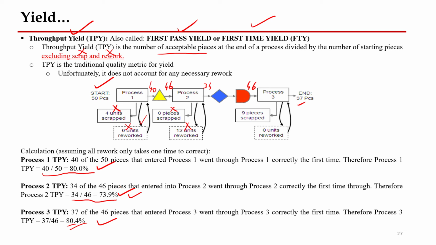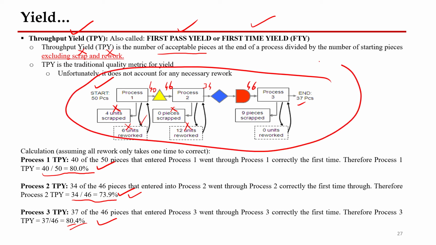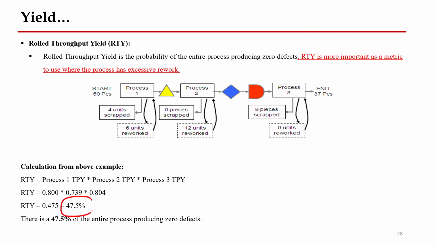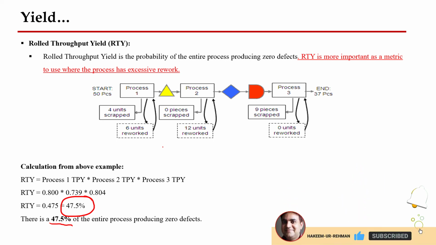Now in order to calculate the rolled throughput yield, which is basically the first pass yield of the entire process, it is calculated as the first pass yield of process 1, times the first pass yield of process 2, times the first pass yield of process 3. If we multiply those yields, that is the rolled throughput yield, or right at first time yield of the entire process. Because in rolled throughput yield, we incorporate neither scrap nor rework. So only approximately 47.5%, which means approximately 48% of the entire process is able to produce zero defective units. That means right at the first time we are producing only 47.5% units. The remaining are either reworked to make them correct, or they are scrap. I hope you got the idea regarding the three types of yield.